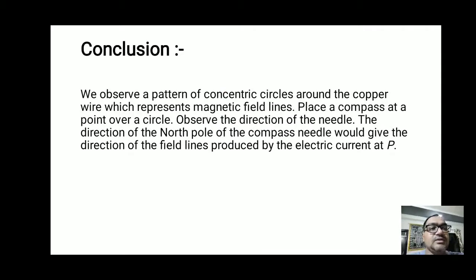Now what is the conclusion of this activity? We observe a pattern of concentric circles around the copper wire, which represent magnetic field lines. Place a compass at point P over a circle. Observe the direction of the needle. The direction of the north pole of the compass needle will give the direction of the field lines produced by the electric current at P. So this is the conclusion of the activity.